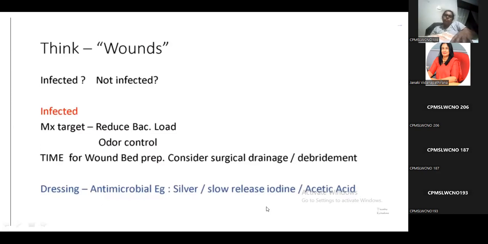If you are suspecting Pseudomonas, depending on what infection you are suspecting, you go for the dressing. And if there are important structures to be preserved, you better go for a silver dressing. And if you need a little bit of chemical debridement and slough removal as well, you go for something like solid iodine.